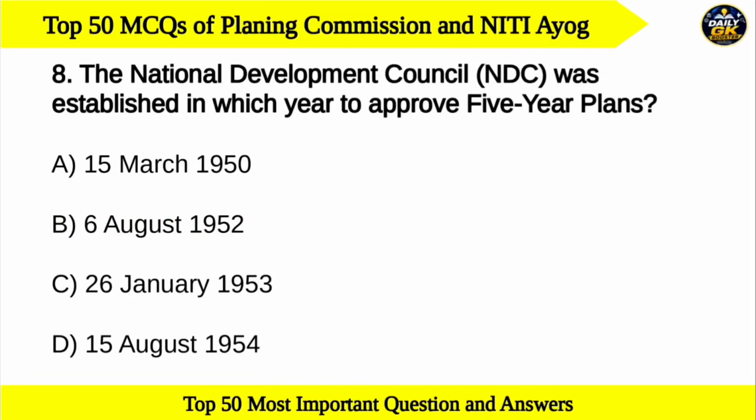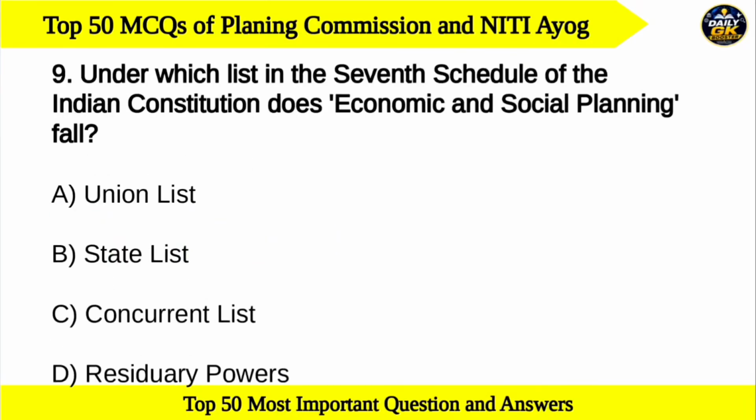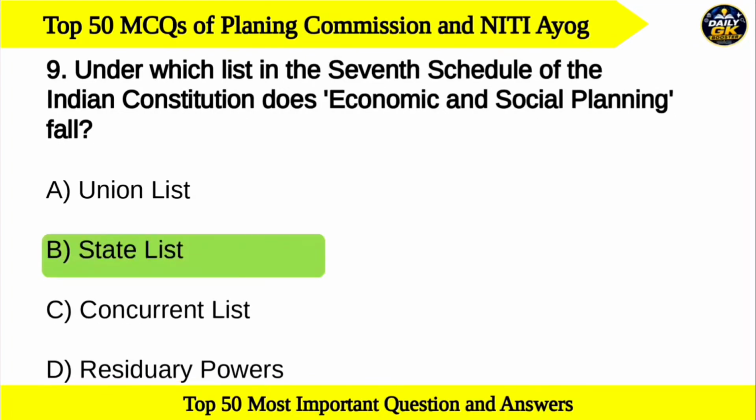The National Development Council was established in which year to approve 5-year plans? Answer option B, 6th August 1952. Under which list in the 7th schedule of the Indian Constitution does economic and social planning fall? Answer option B, state list.